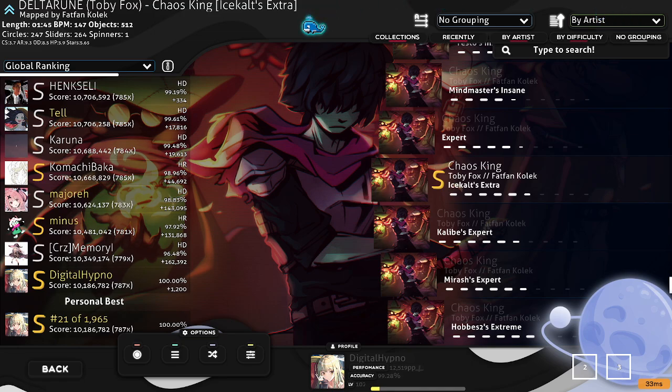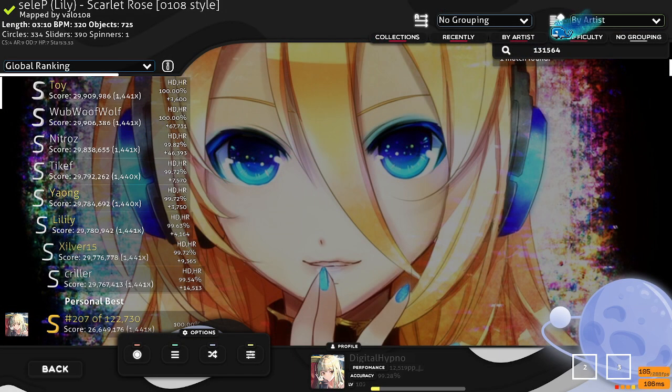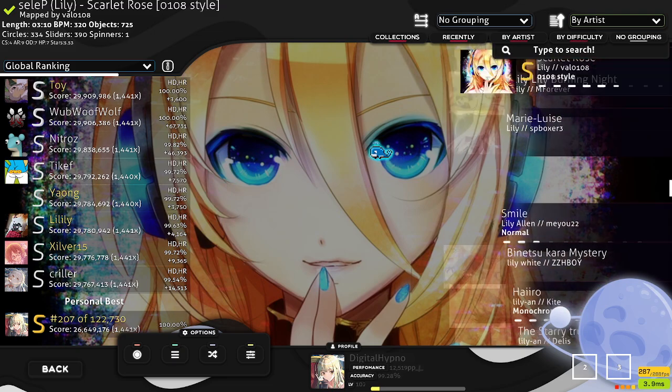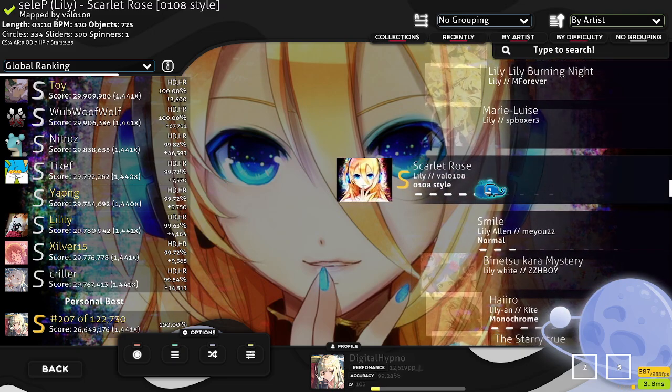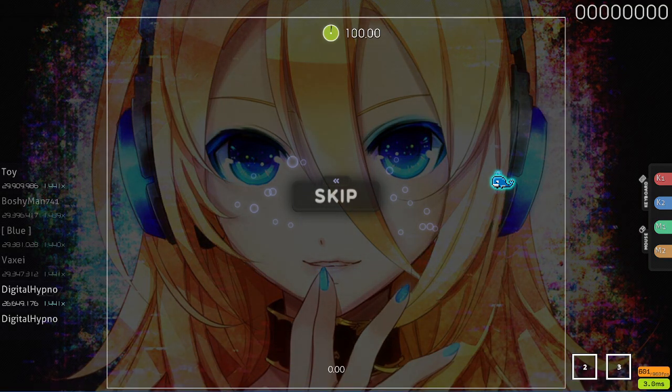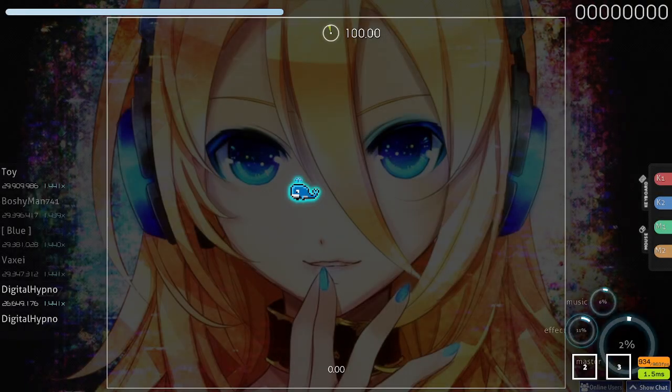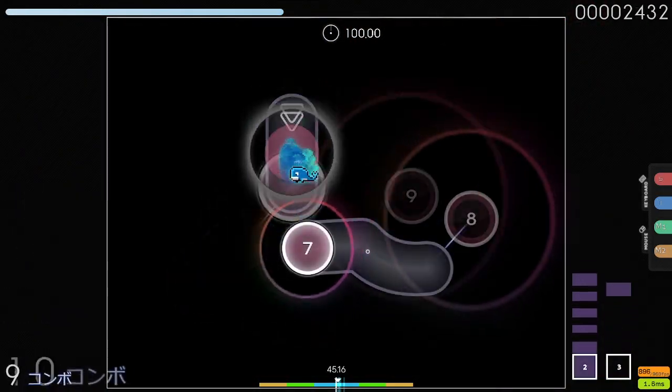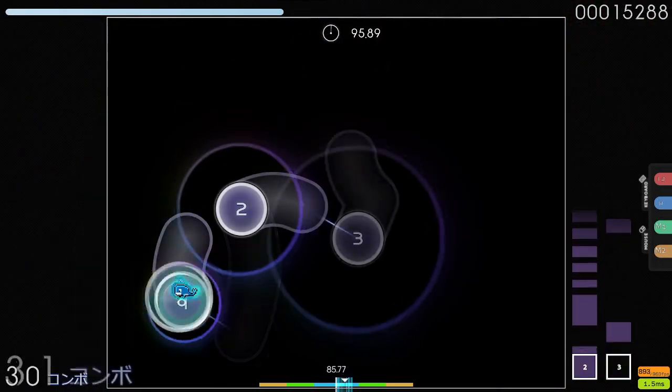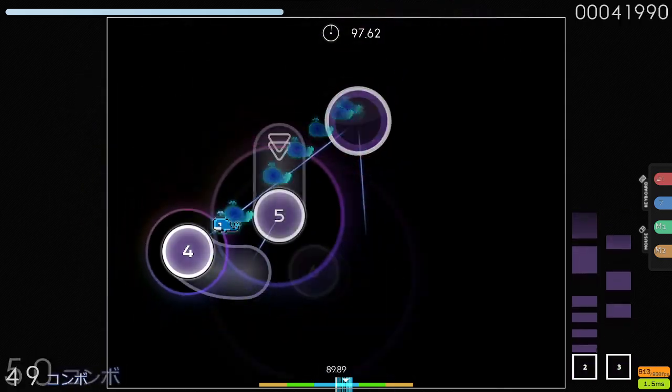But yes, second map, hopefully is one that you all recognize, but if not, no problem, you are seeing it here. Scarlet Rose, probably one of the most popular maps of like 2013, 2014-ish, even maybe 2015 Osu. It's an absolute classic.